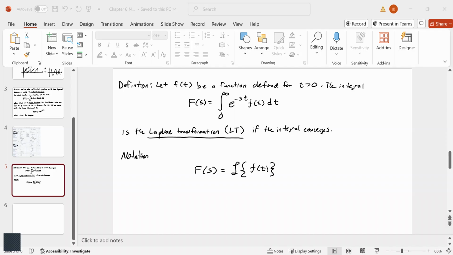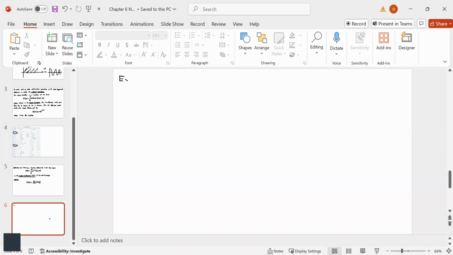So now we're going to do an example of taking the Laplace transformation just so we can see it. I'm going to skip to the Laplace transformation of t just because we're going to have to do integration by parts and it's always good to review it. So the Laplace transformation of t, right?